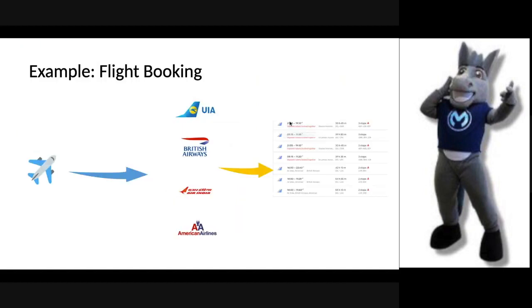Now if you take an example of flight bookings, suppose you are trying to find a flight from New Delhi to New York or America. What it does is it shows you the flights from various airways. Like you can have Ukraine International, you can have British Airways, Air India, or you can have American Airlines. In the background it sends the requests in parallel and then gets you the result into the user browser in the same place from all the systems.